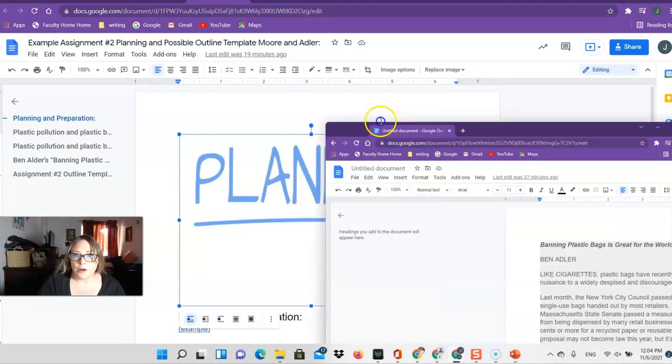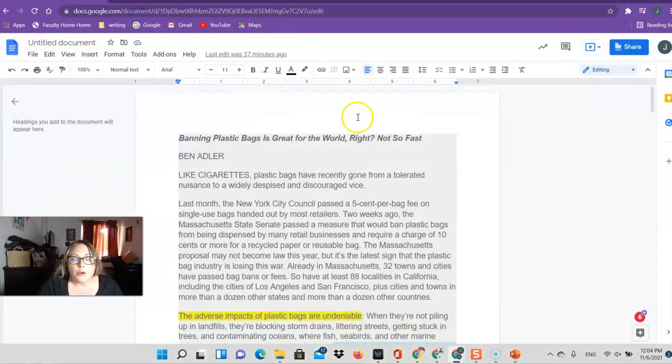Okay, so here we are. I am going to grab the article right here. And if you have two monitors, it really does help. But you can do this in other ways, where you can just go to the next tab.